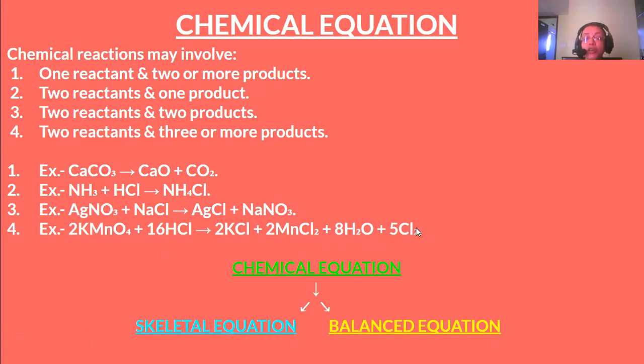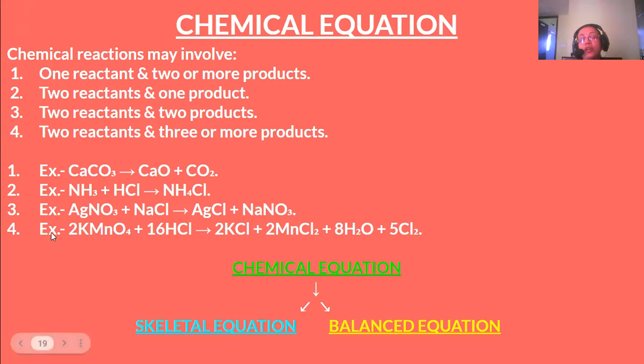So chemical equations are of 2 types. First is the skeletal equation and the second is the balanced equation. The skeletal equation is what we write from the word equation without balancing it. And the second part is balancing the equation. Like, if we write the fourth equation as 2 KMnO4 plus 16 HCl gives us 2 KCl, 2 MnCl2, 8 H2O, and 5 Cl2, this is a balanced chemical equation.